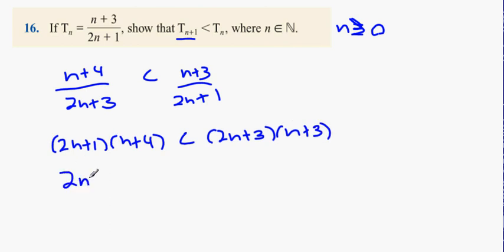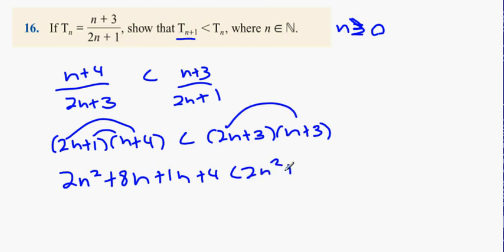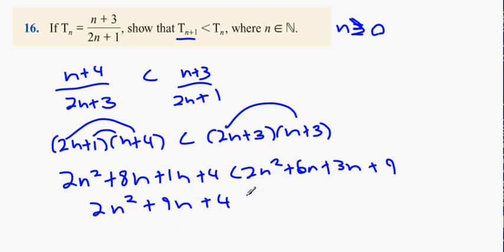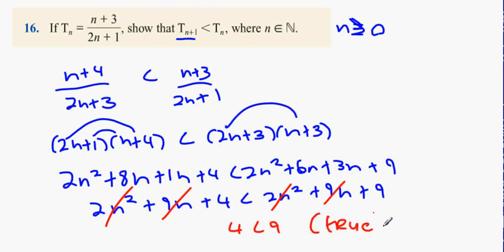Let's multiply these out. We're going to get 2n squared, 8n, 1n, then 4. Then it's going to be less than 2n squared plus 6n, or sorry, 6n plus 3n plus 9. And what we're going to get is 2n squared plus 9n plus 4 is less than 2n squared plus 9n plus 9. And what we can do is cross off both sides, and we get 4 is less than 9. This verifies that this is once again true. Okay, and that's question 16 done.